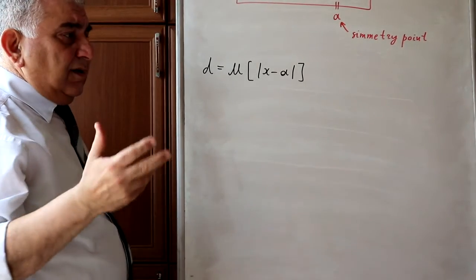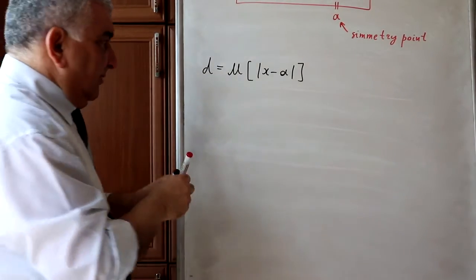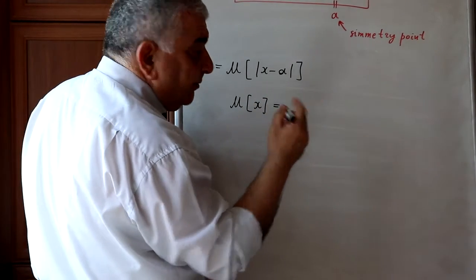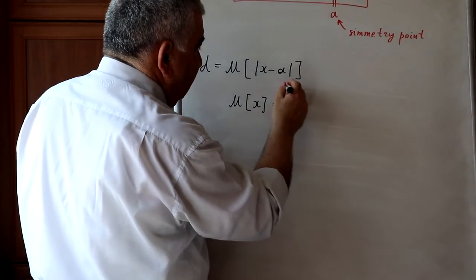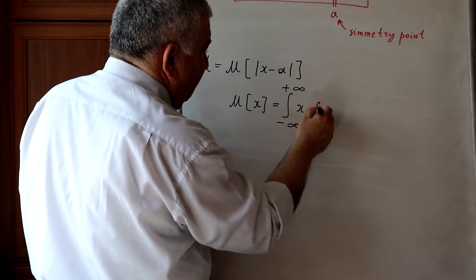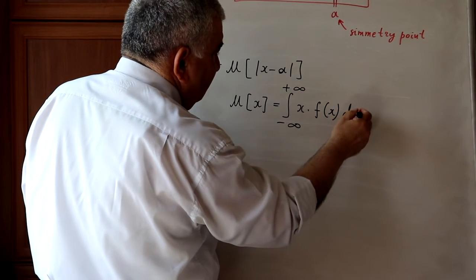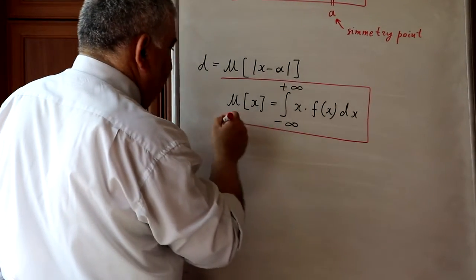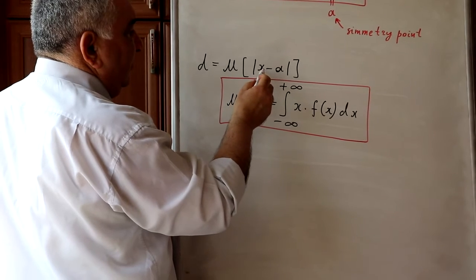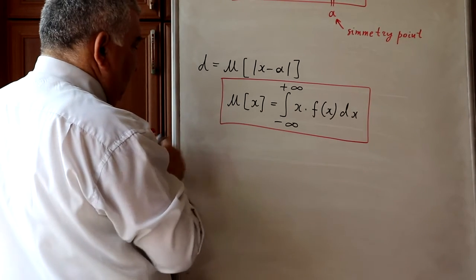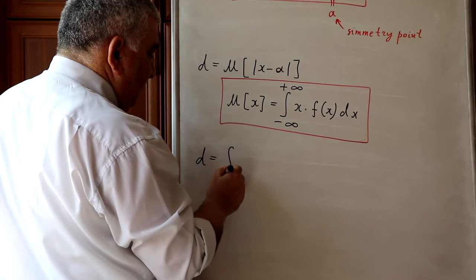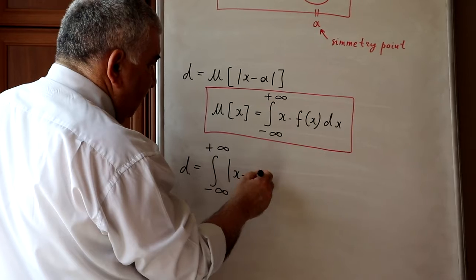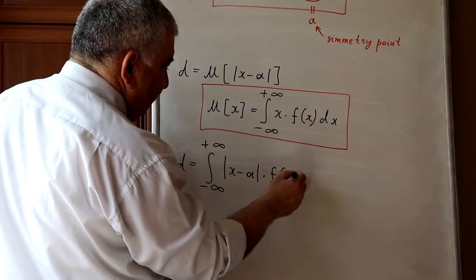Then remember the formula of mathematical expectation for the continuous random variable. MX is the improper integral from minus infinity to plus infinity of x multiplied by f of x dx. It is the formula of expectation for the continuous random variable. Then substitute modulus of x minus a instead of x. Then we will have D equal to the integral from minus infinity to plus infinity of modulus x minus a multiplied by f of x dx.